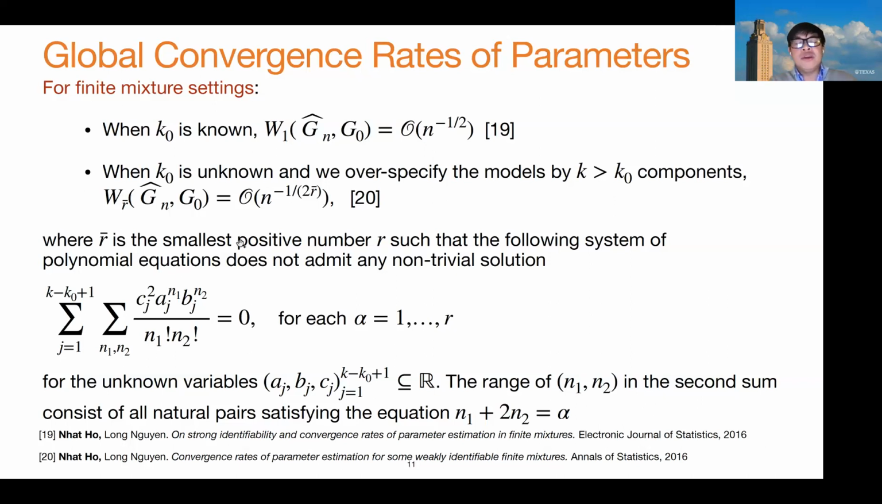For example, if we only over-specify the model by one component, then R bar is four, right? So the rate at which we estimate the parameters becomes very slow compared to the case when we know the number of components.